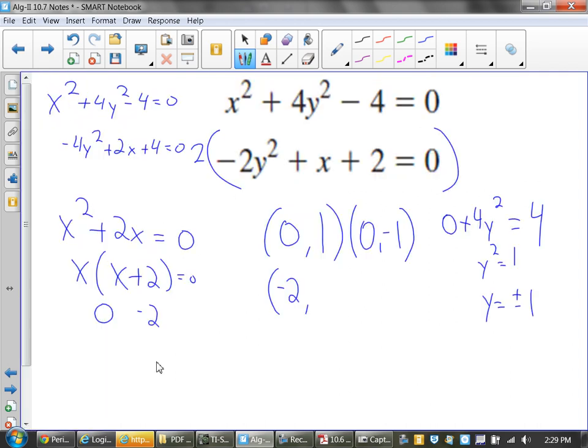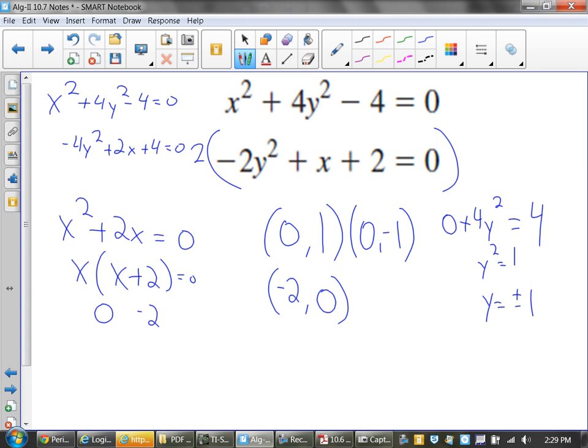Then I do the same thing basically with the negative 2. What's negative 2 squared? 4. So that means I have 4 plus 4y squared equals 4. That gives me 4y squared equals 0. So what's y? 0.